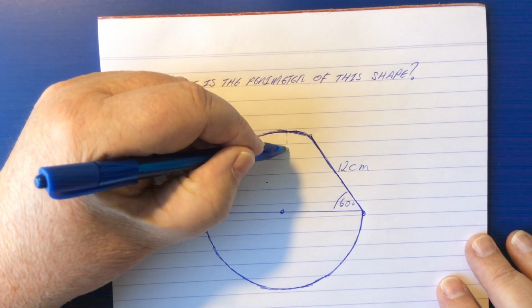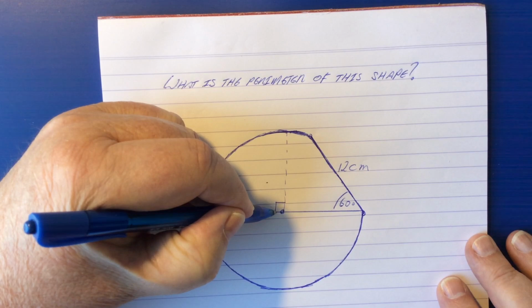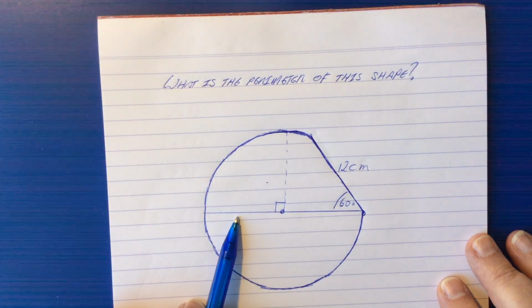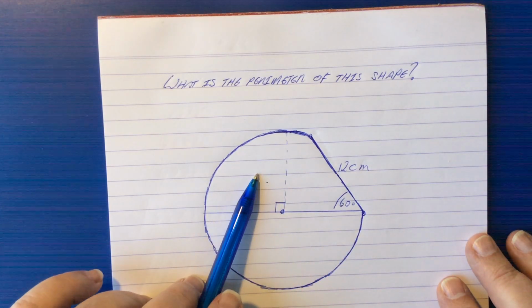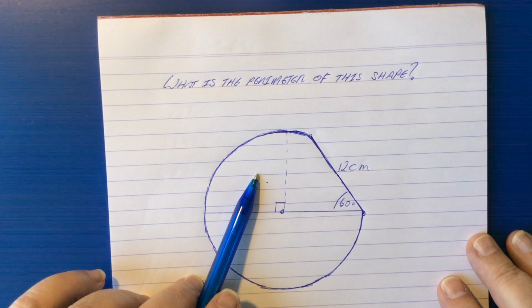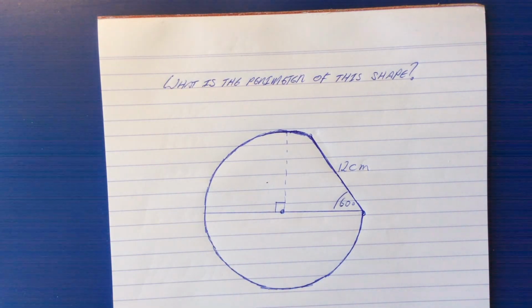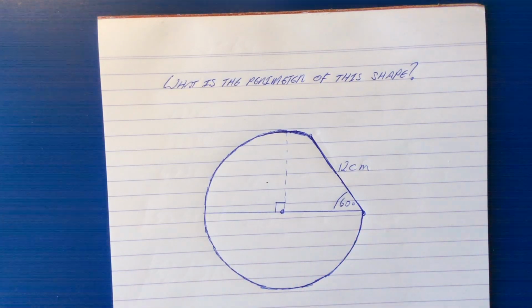If I draw in a radius at 90 degrees to the diameter, what I see is that we are dealing with something that is more than 270 degrees. And our first task is to find out how many degrees this arc is. So how do we do that?